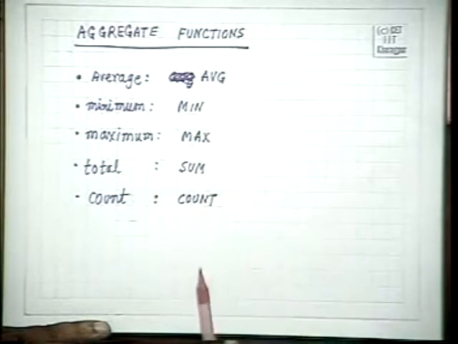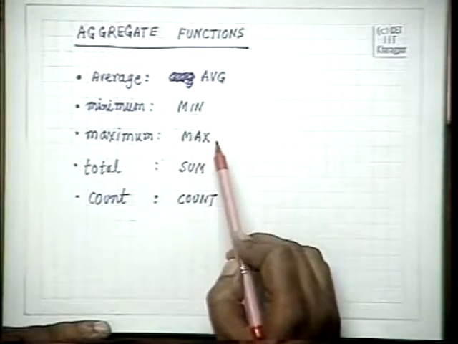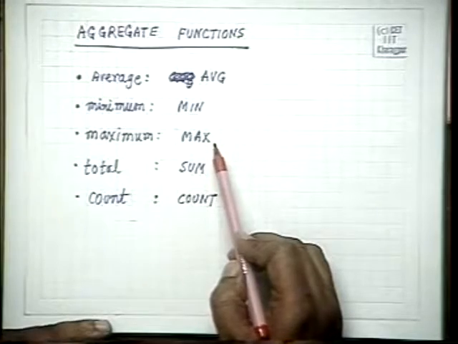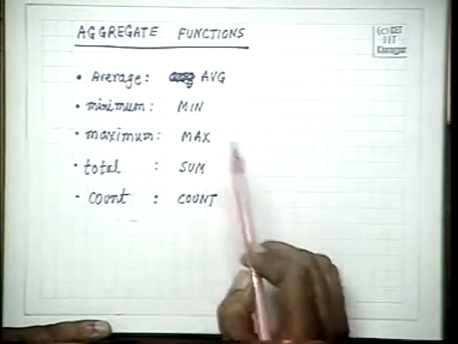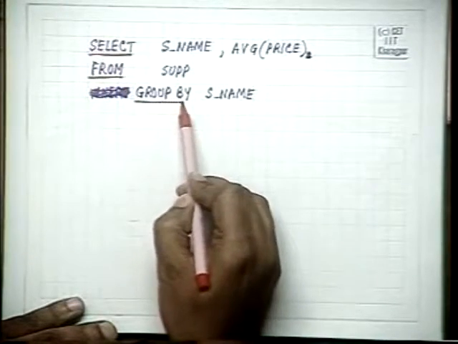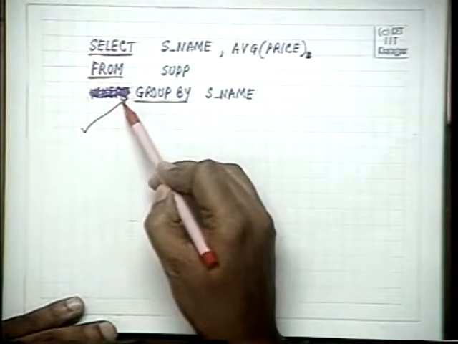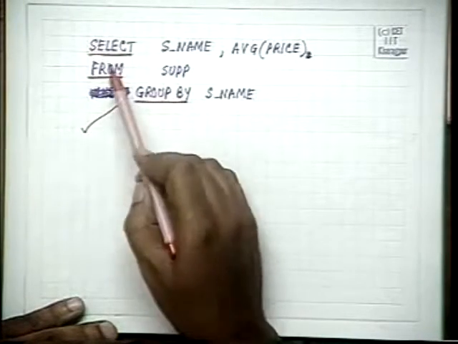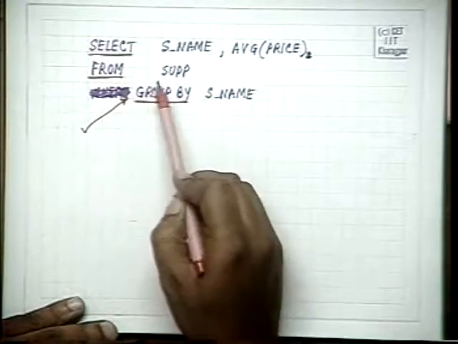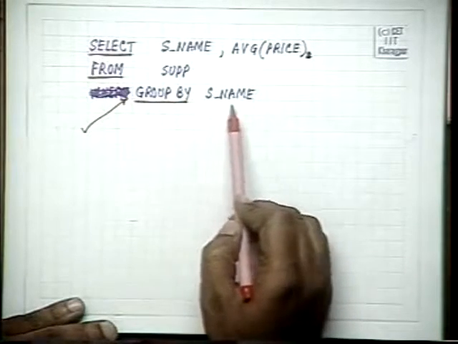Now we will see how problems can be solved. That is, we wanted previously to find out the largest maximum price. That will come out very easily in queries which we write down now. Let us see examples with some of them. We have the additional statement here, group by. Select S name, average price from sub group by supplier name.